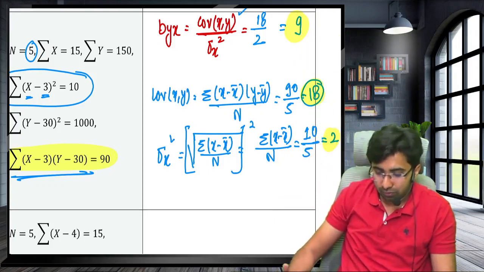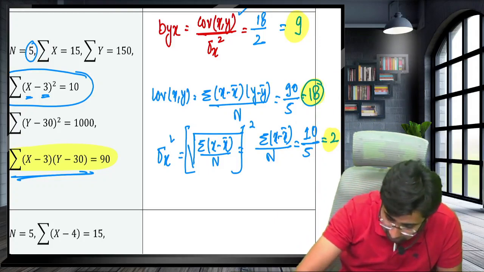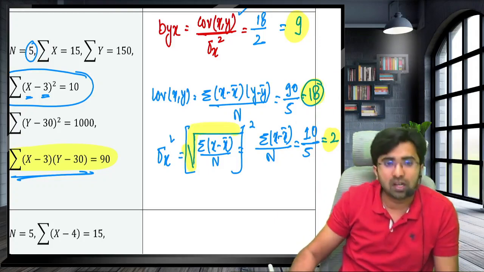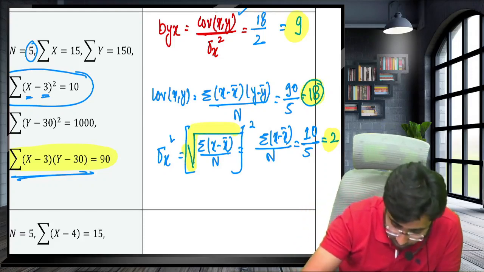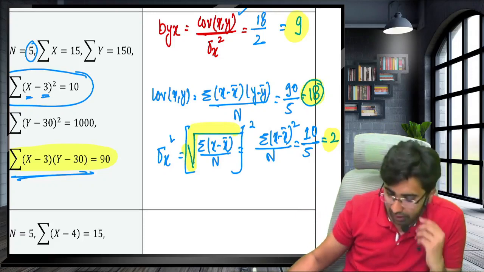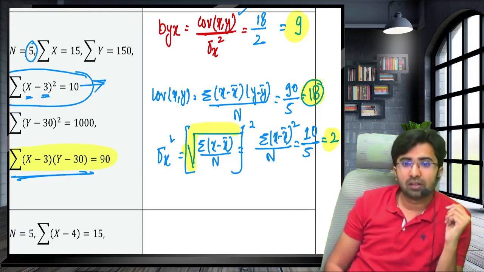Okay, guys, you have to square it. When you square it, the under root will vanish. When you take the square of the under root, it will just be the summation of x minus x bar whole square divided by n. And what is x minus x bar whole square? It is 10. Already provided.